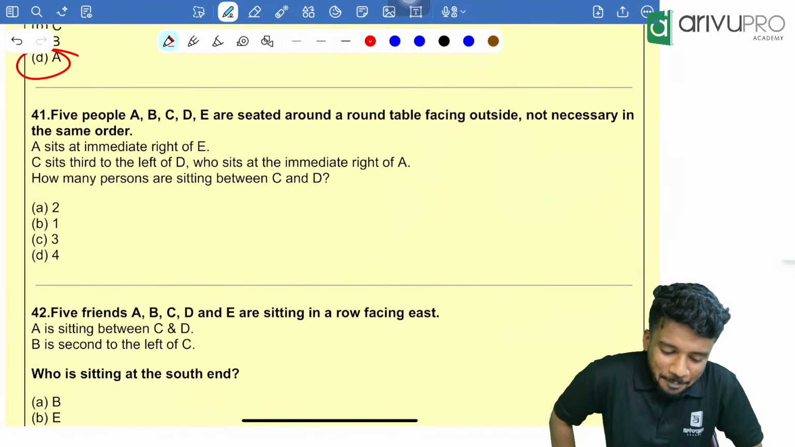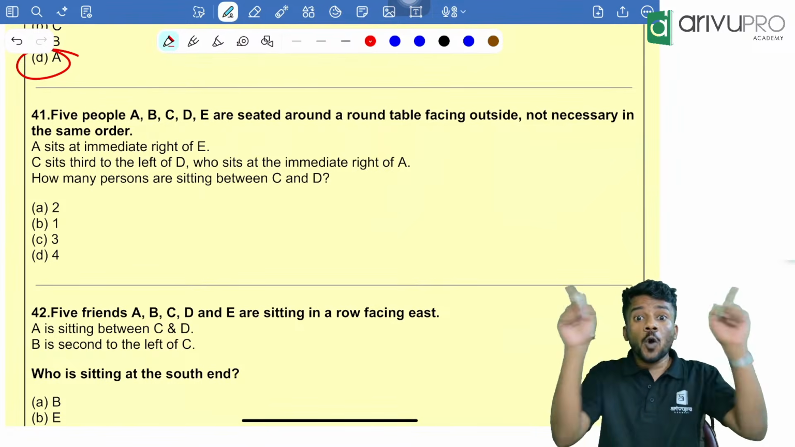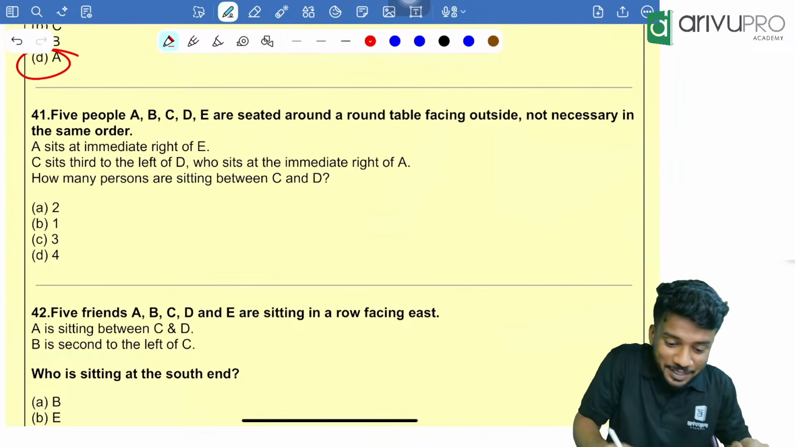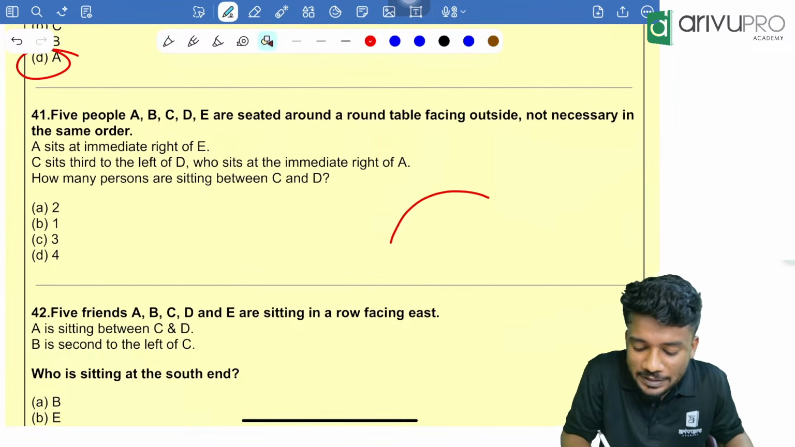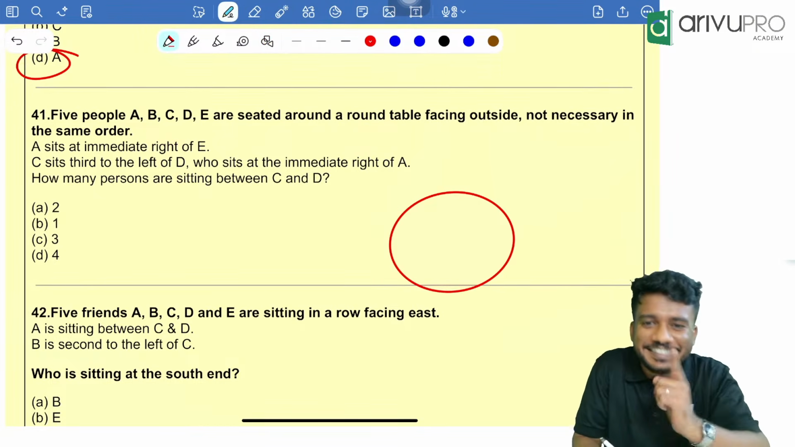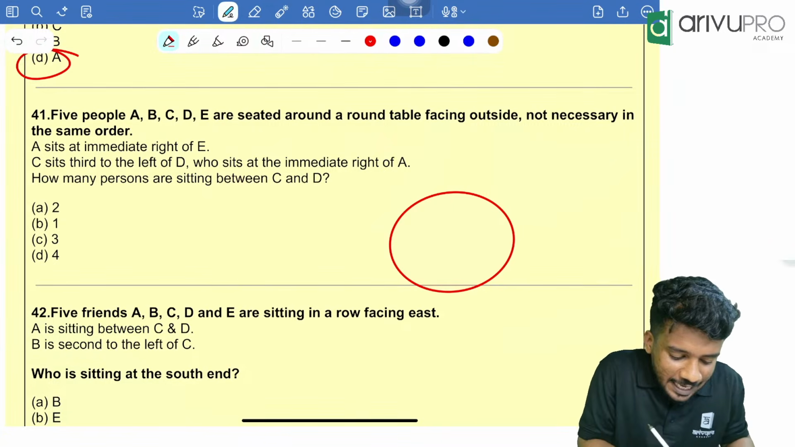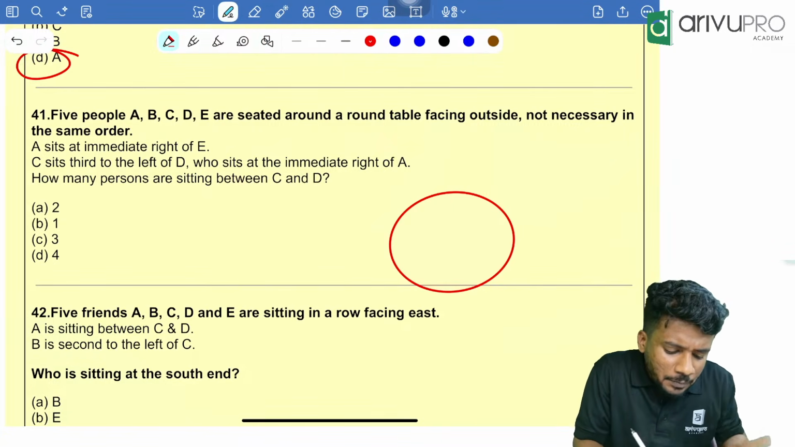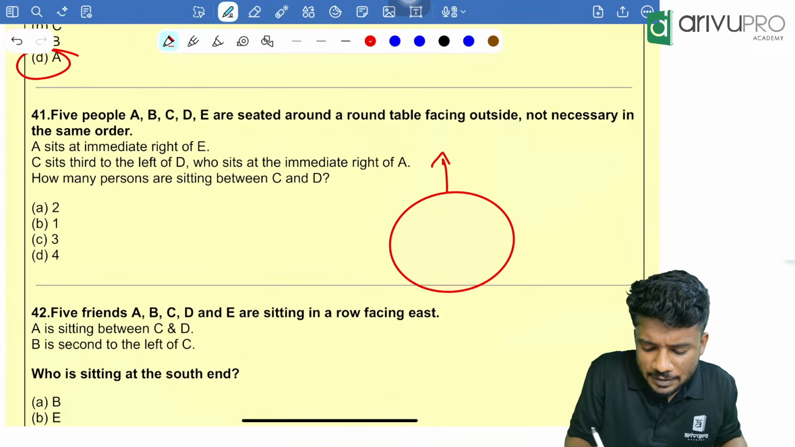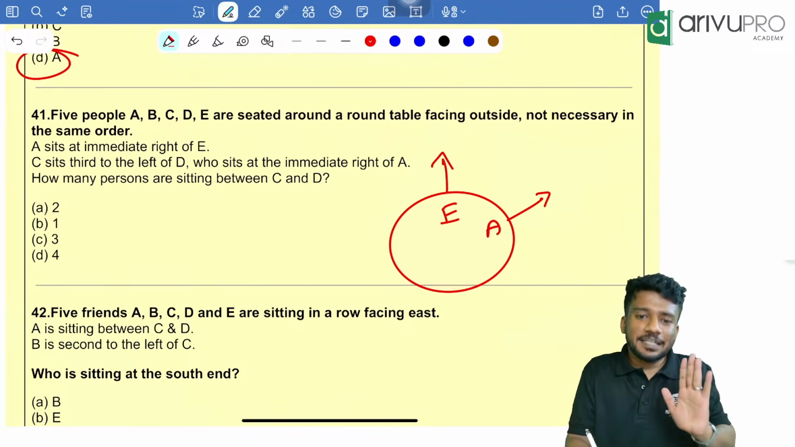5 people A, B, C, D, E are seated around a round table facing outside. Finally, a question based on looking outside the center, people. Important. Okay, till now we were discussing questions based on looking inside the center. A sits at immediate right of E. That means if E is here, A sits immediate right of E.